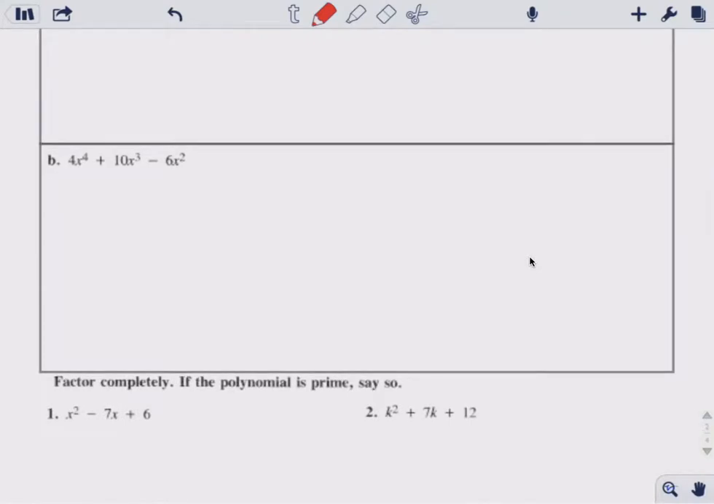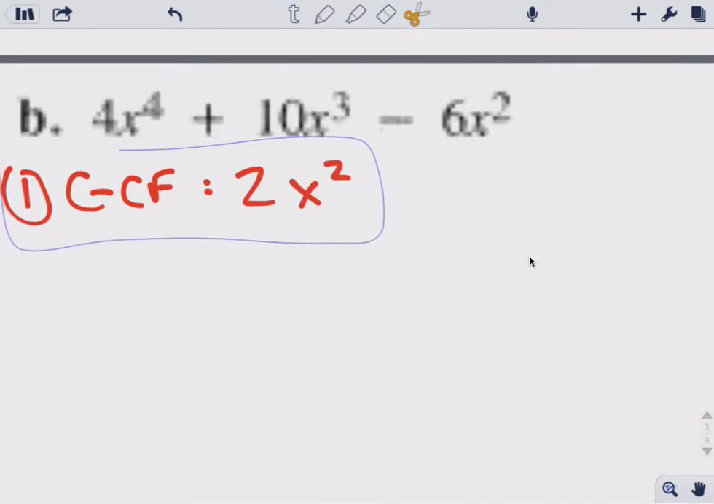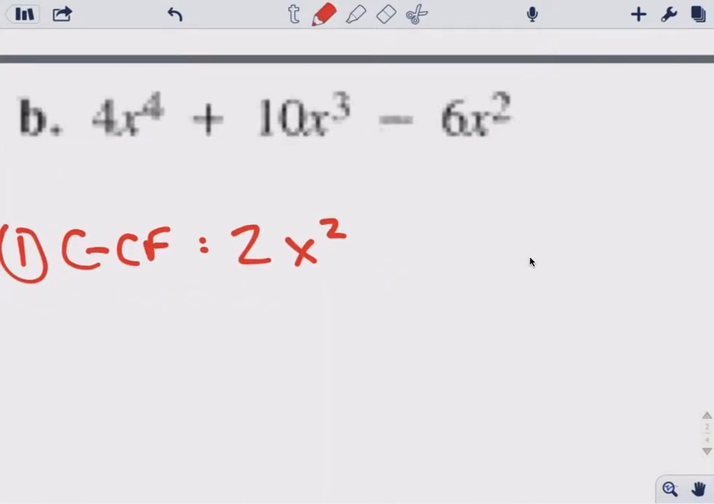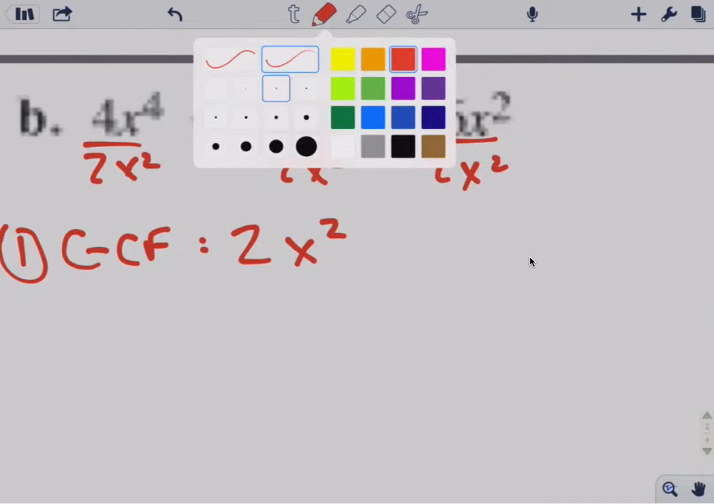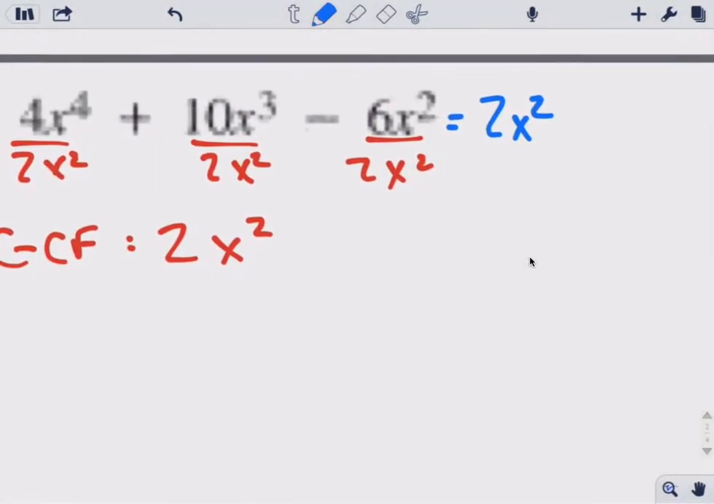Now, if you go back all the way to the beginning, the first thing we want to look for is a GCF. In this case, there is one. 2 goes into everything, and an x squared goes into everything. So I pull that out. I can do that by dividing everything by 2x squared. I've pulled the 2x squared out.